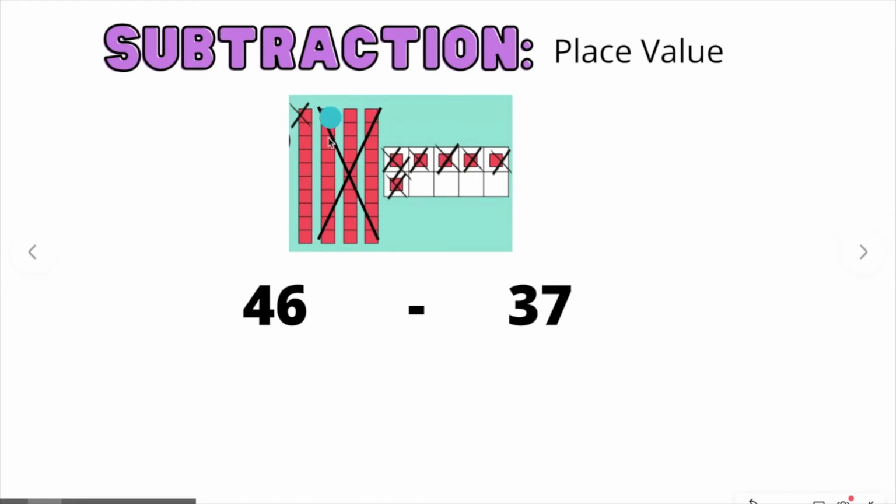You have 10, 20, 30. Now we have to cross out 7: 1, 2, 3, 4, 5, 6, 7. I had to cross 1 ten out here. Now, what do you think my answer is? I have to count all of these to find the answer. Can you guess what it is?